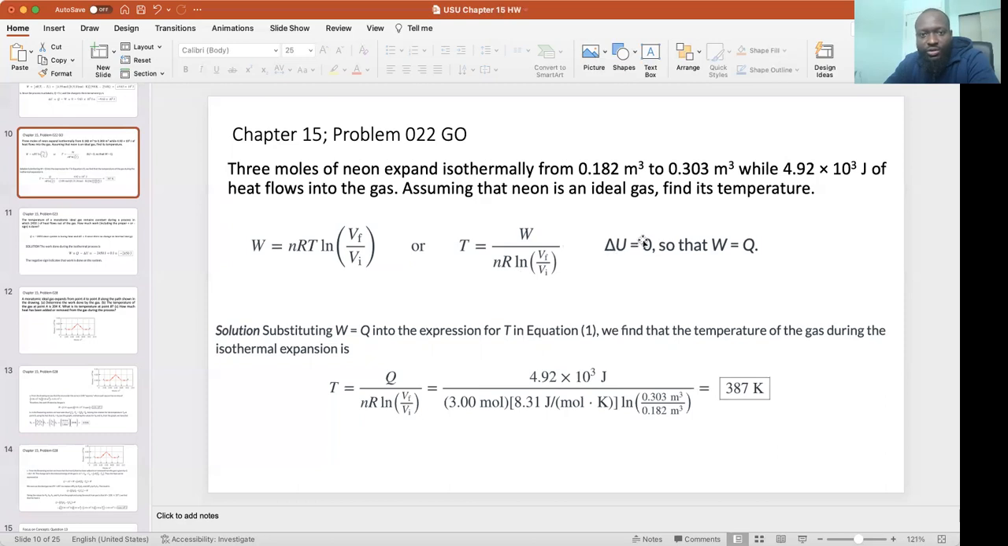So delta U equals 0 for isothermal expansion. So W is just equal to Q. And then we just put Q up here, and then the other things in the denominator stay the same. And we put in the final volume, initial volume, R is the constant, 8.31 joules per mole per Kelvin. And we get our answer for the temperature T.